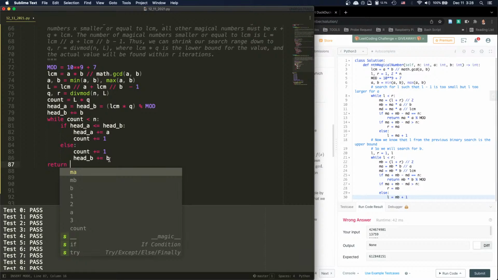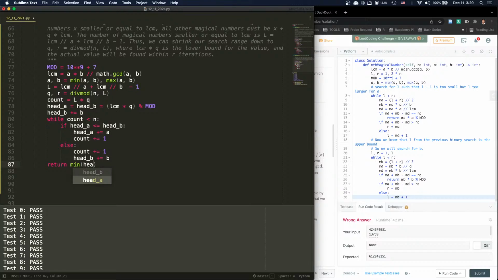So when we break out, right? So the count is count the previous one, right? So when we break out, it's going to be the smaller of the two. So we're going to return the min of head A and head B.